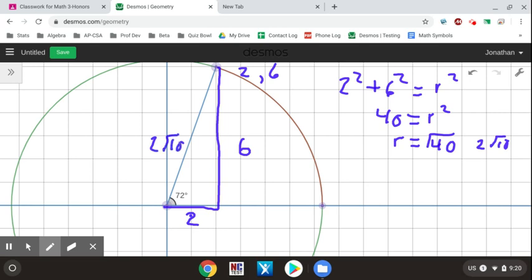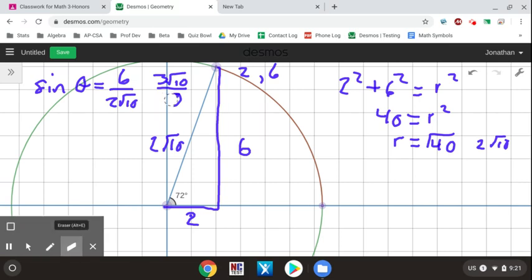So if I'm looking for all of my trig functions, let's go ahead and start with them over here. The sine of my angle is 6 over 2. I'm sorry, that's incorrect. The sine of the angle would be 6 over 2 root 10. And if I rationalize and reduce, that would be 3 root 10 over 10. Over 10, I don't need a root 10 on the bottom. It's 3 root 10 over 10.